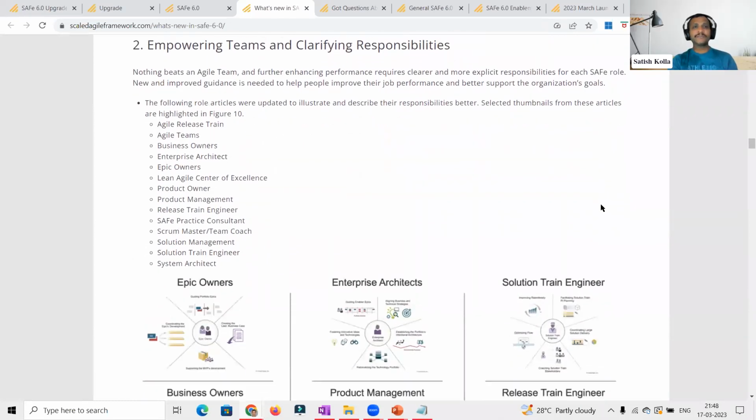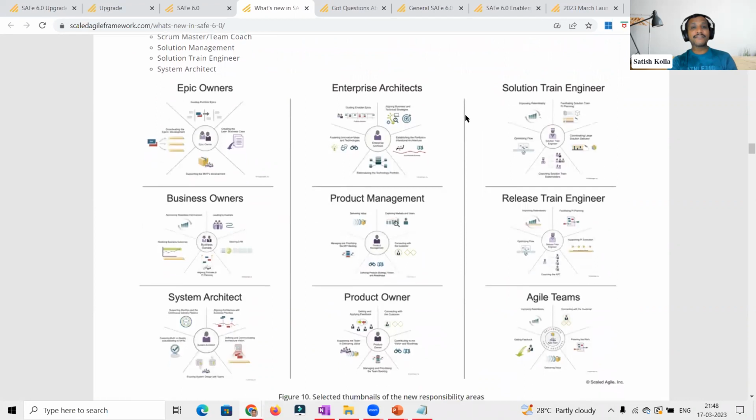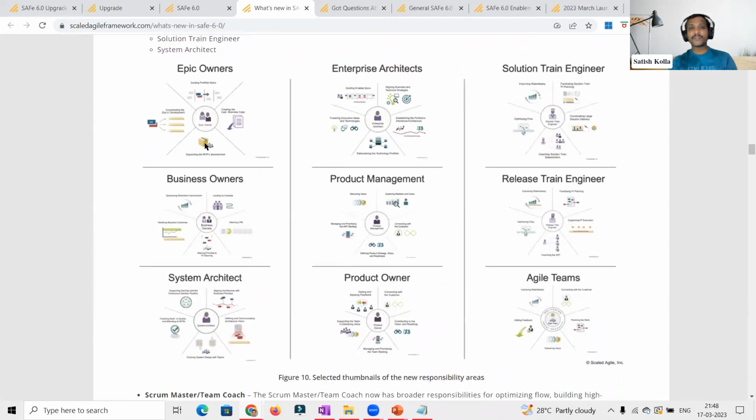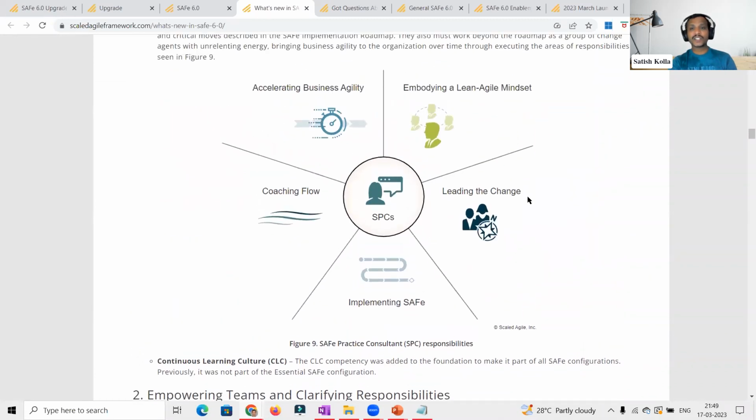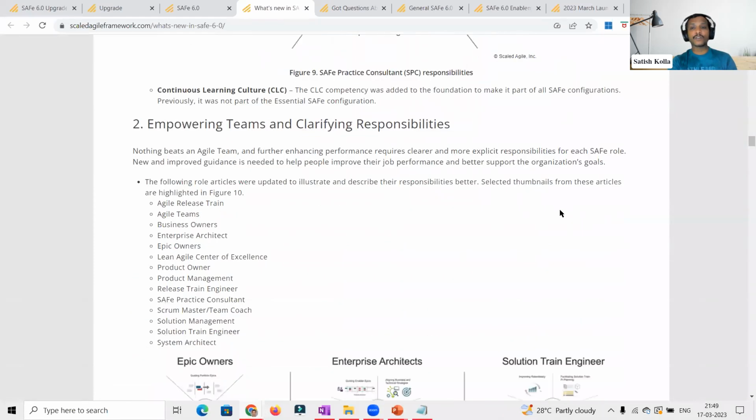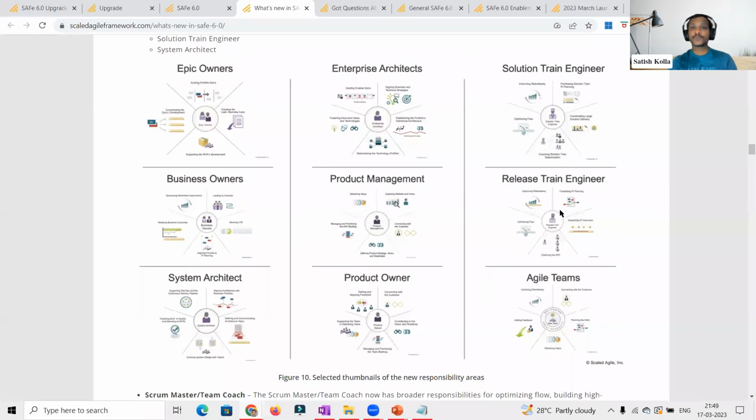Okay, so that's about the first theme. The second theme is about clarifying the responsibilities. What are the responsibilities for each and every role? Here, as you can see, it might be very small in the framework on this specific page. But if you go to the framework and click on each and every role, you can see a bigger picture, like the way we saw just now for the SPCs. In the same way, each and every role got clear responsibilities identified or defined to clarify any confusions or doubts regarding those specific roles.